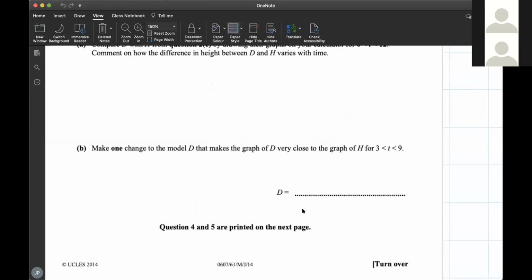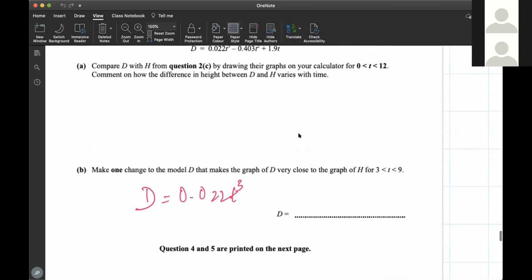Now, your IGCSE is not so strict, but they are only looking for whether you understand what's going on. So that one change to that graph would be 0.022t cubed minus 0.403t squared plus 1.90, and all that remains the same. I'm just going to add 0.5. The IGCSE exam will only see whether you understand that you're making a change that is the difference in the height, which you explained in the earlier part of the question. The difference in the height is what you need to add and it will match.